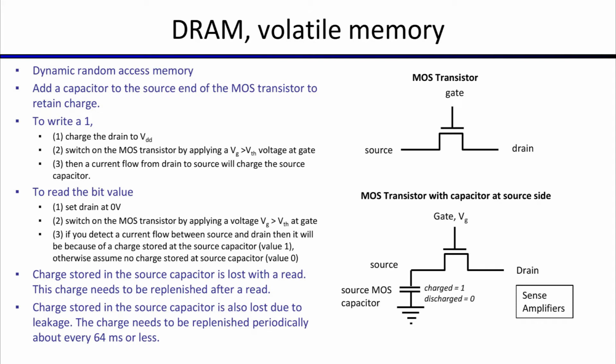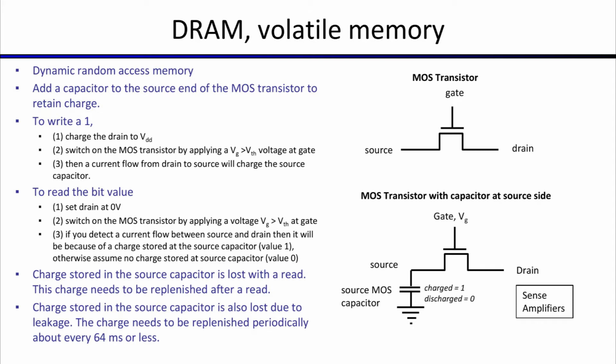Now to read back, which is the interesting part of memory, since you want to store but also read it back, you set the drain to 0 volts, and you again switch on the MOS transistor by applying a gate voltage greater than the threshold voltage. And now if you detect a current flow, you can assume that the current flow at the drain came because the source had charge stored in its capacitor. So it must have been a 1. But if there is no current flow, then you can assume that there is no charge stored. So it is a value 0.